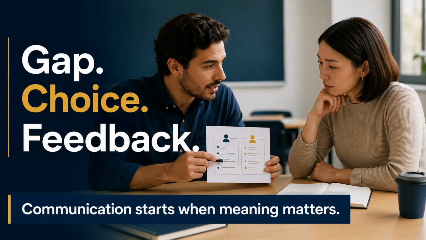So by the end, you will have a 3-question test for any activity. Is there a gap? Is there choice? And 3, is there feedback from meaning? So here is the rule: a communicative activity is not defined by seating arrangement. It is defined by the need to exchange meaning.